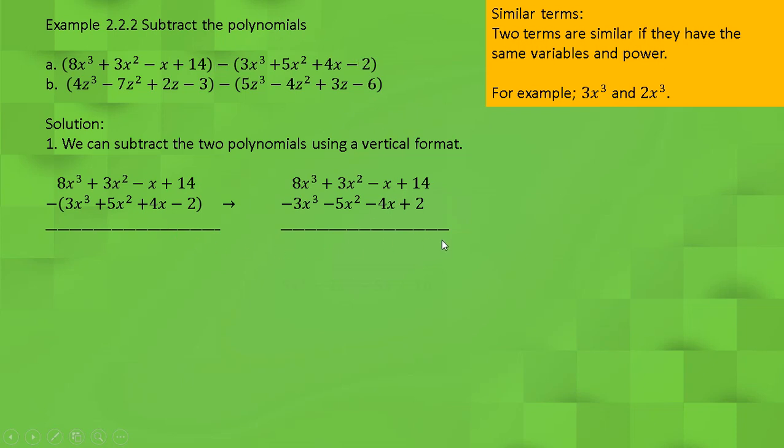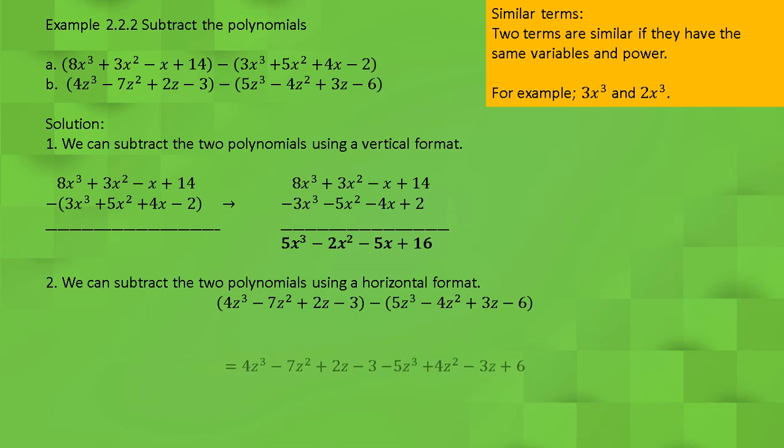And then, do the addition. So, 8 plus negative 3, that's positive 5. So, copy the x cubed. 3 plus negative 5, that's negative 2. Copy the x squared. Negative 1 plus negative 4, that's negative 5x plus 14 plus 2, that's 16. We can also use the horizontal format. Just change the sign. So as you can see, this is positive, so name mo siya negative 5z cubed.